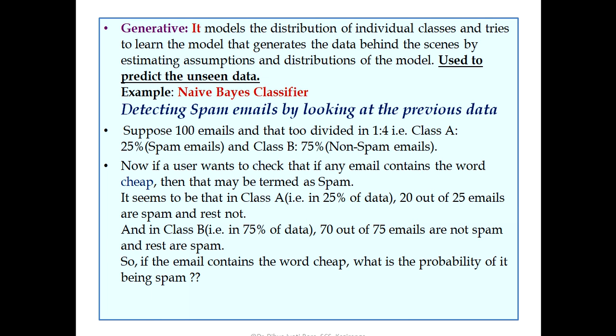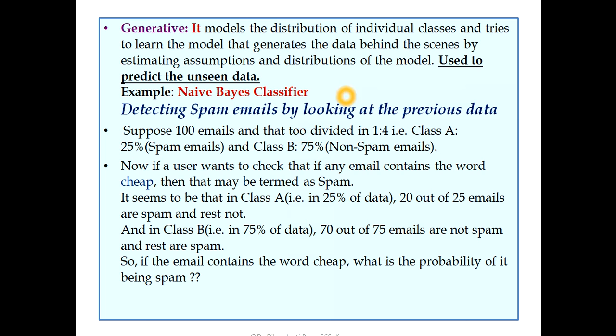And in class B, we have 75% of data. Whatever the data, we are dividing 25% to spam and 75% to non-spam. Spam is class A, non-spam is class B, right? And in class B, we got 70 out of 75 emails are not spam, right? And the rest are spam.